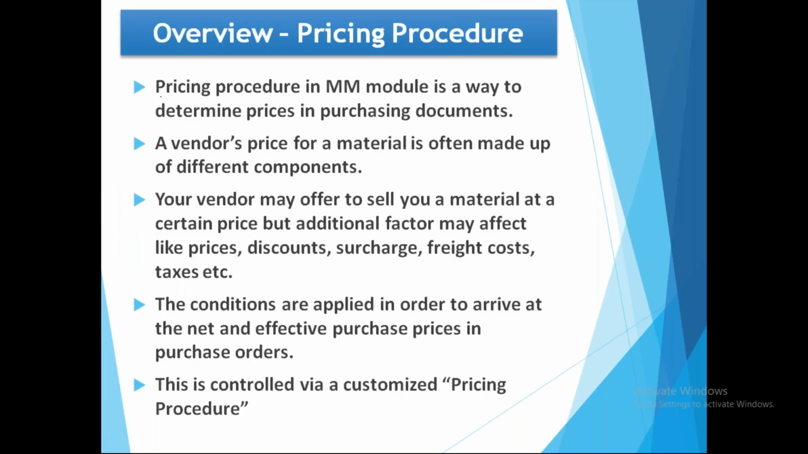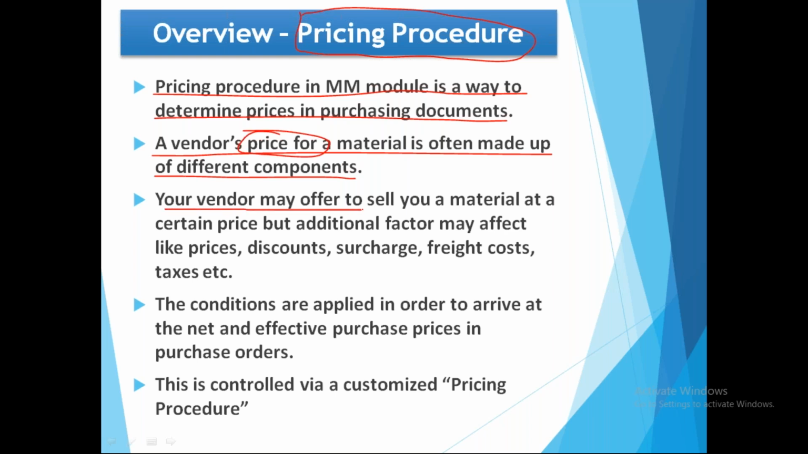Okay, so pricing procedure in the module is a way to determine prices in purchasing documents. So when you are creating the purchase order, the system will calculate the price. At what price we are going to purchase that material from the supplier, how to calculate that price is determined through this pricing procedure functionality. A vendor's price for a material is often made up of different components. So you have a lot of things like gross price, net price, discount, freight charges, taxes, those kinds of things. All those will determine the price for a material.